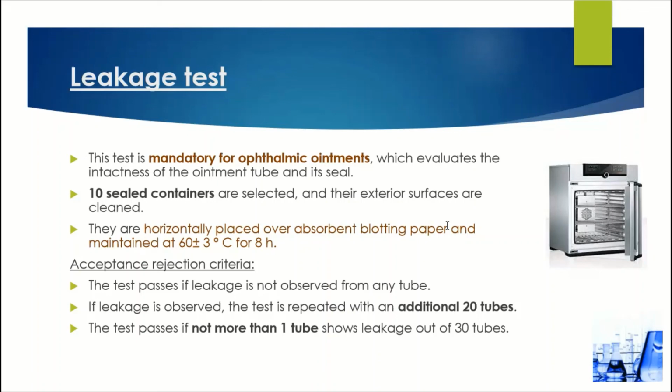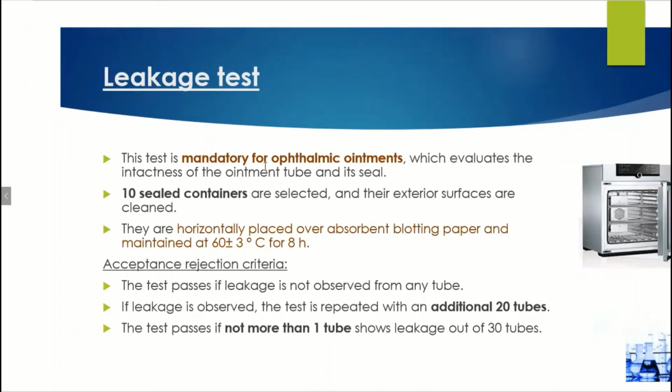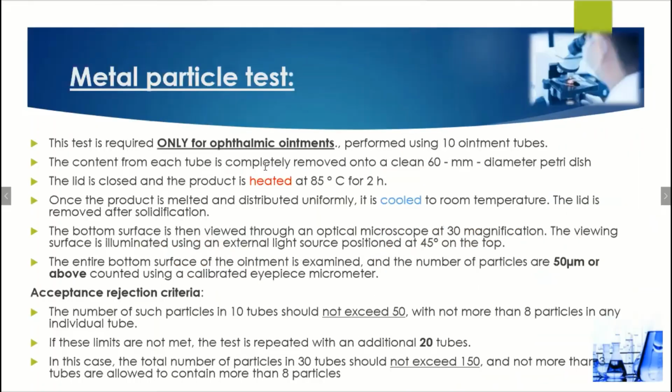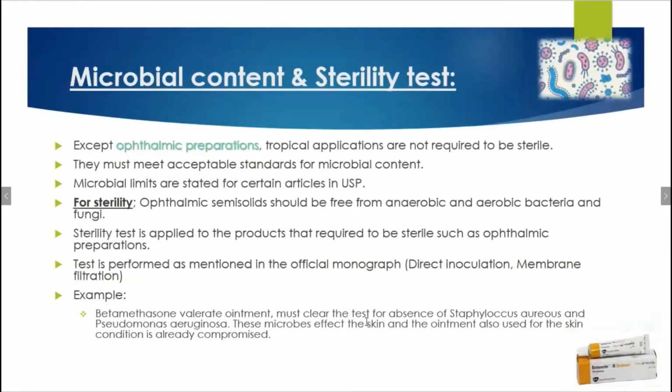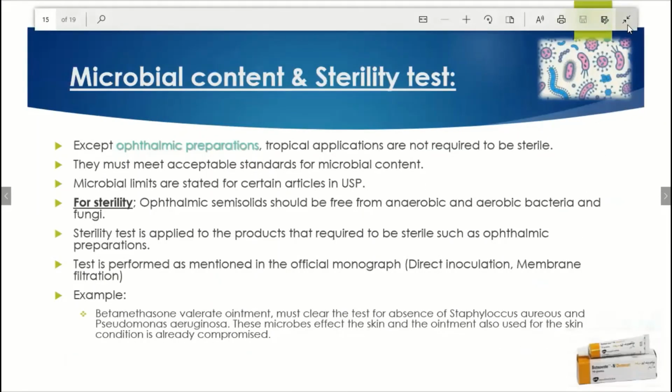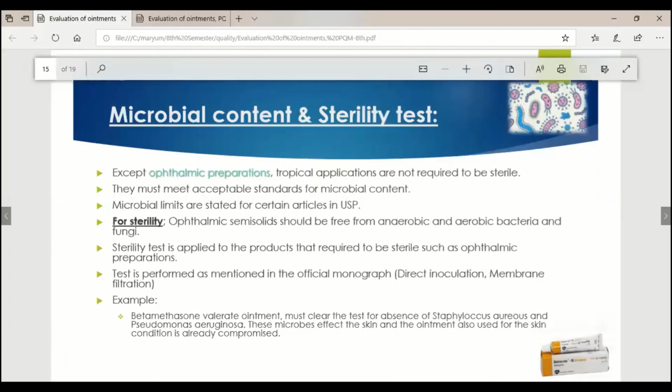The test passes if leakage is not observed for any tubes, and if leakage is observed, the test is repeated for an additional 20 tubes, and the test passes if not more than one tube shows leakage out of 30 tubes. No leakage means the leakage test is passed. So basically, the three tests which are only used for the ophthalmic ointment are the leakage test, metal particle test, and sterility test. These are the tests which are only performed on the ophthalmic preparation. So that's it for the evaluation of the ointment.